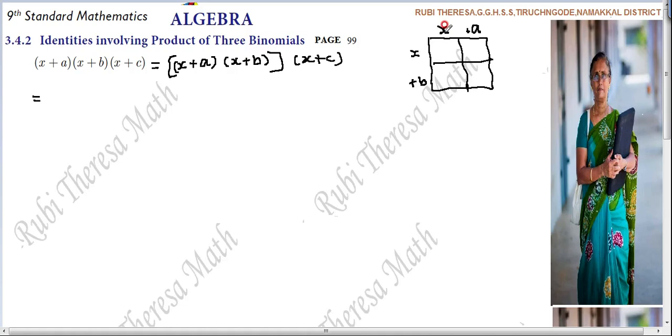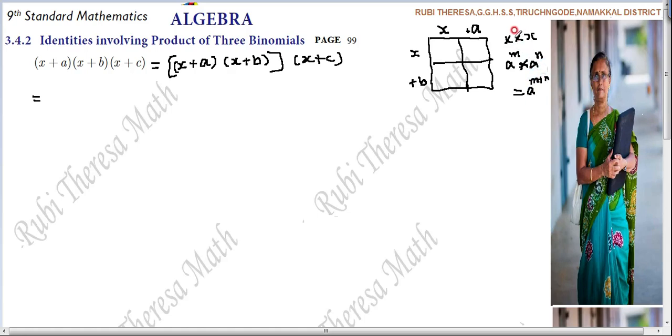X into X. This is in the form of what? A to the power of M into A to the power of N. Same base, it is in product. They are having the same base, then the power should be added. A to the power of M plus N.